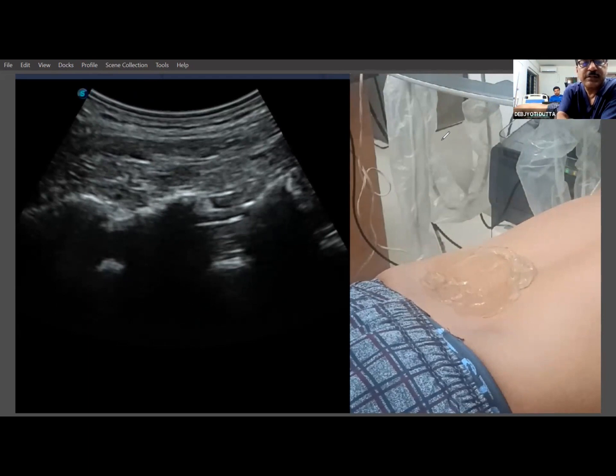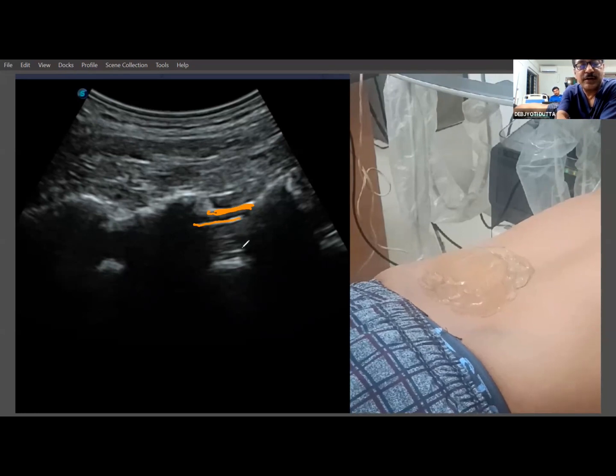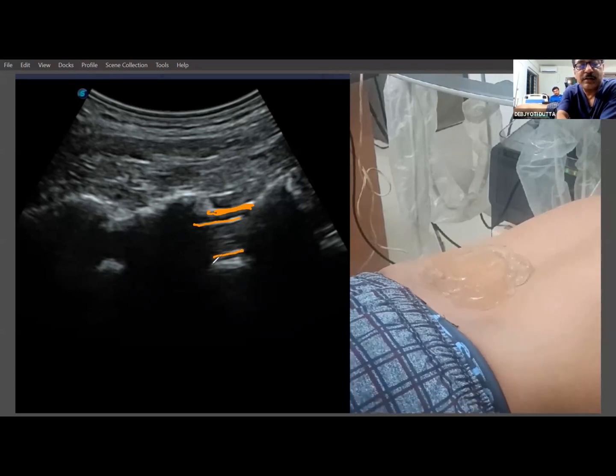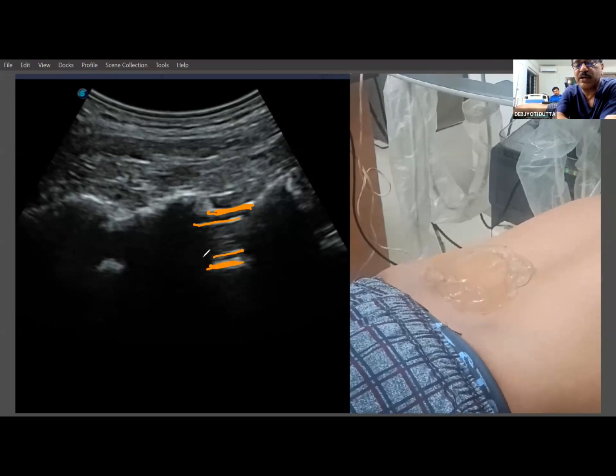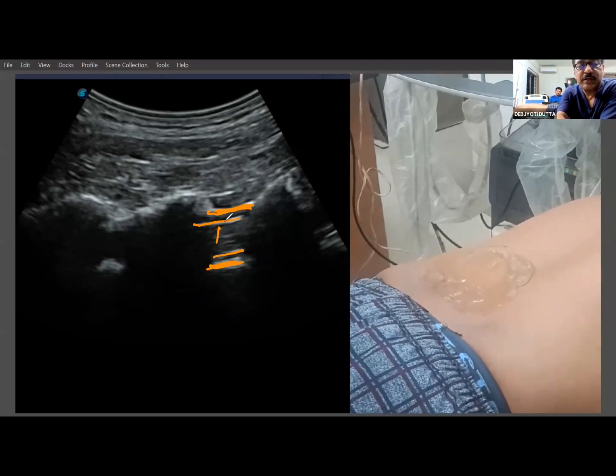So what is this? This is your ligamentum flavum, and this is your posterior dura, and this is your anterior dura. This is your posterior longitudinal ligament and the vertebral body, and this is your intrathecal space. Okay, so this structure is very familiar. Those who are doing the ultrasound guided or assisted epidural injections, they are very familiar with this view.